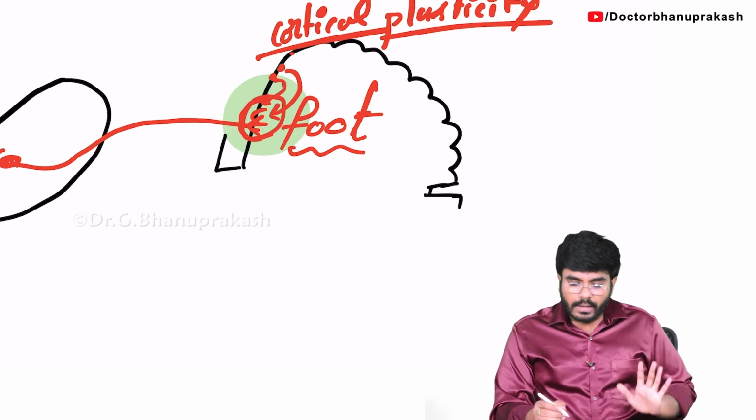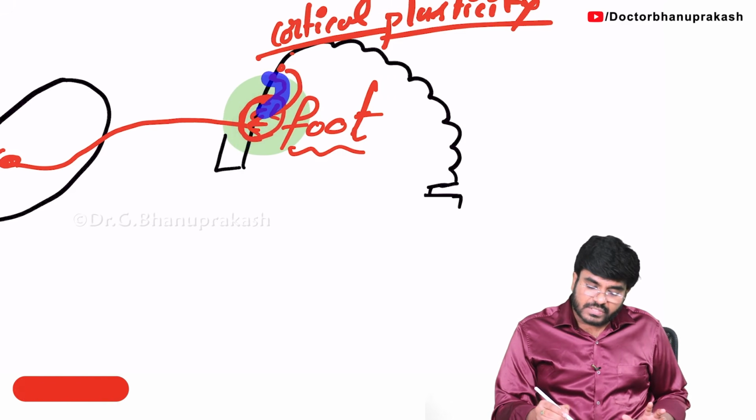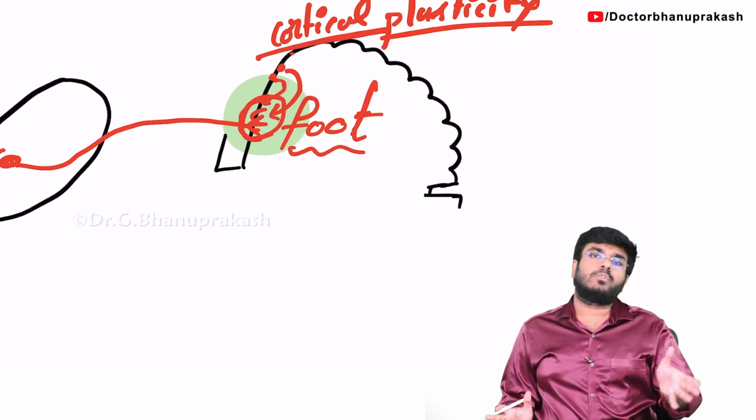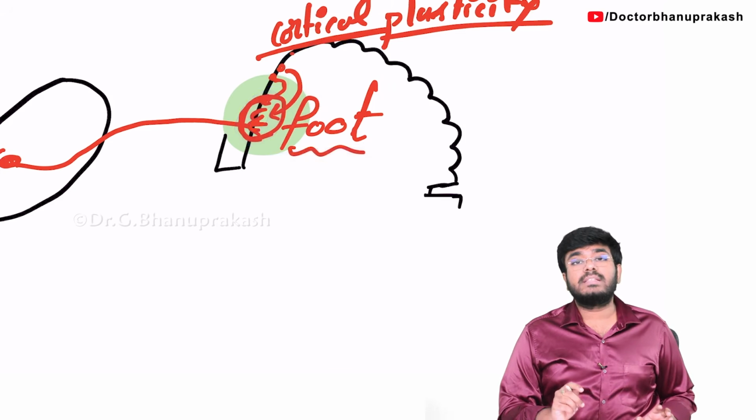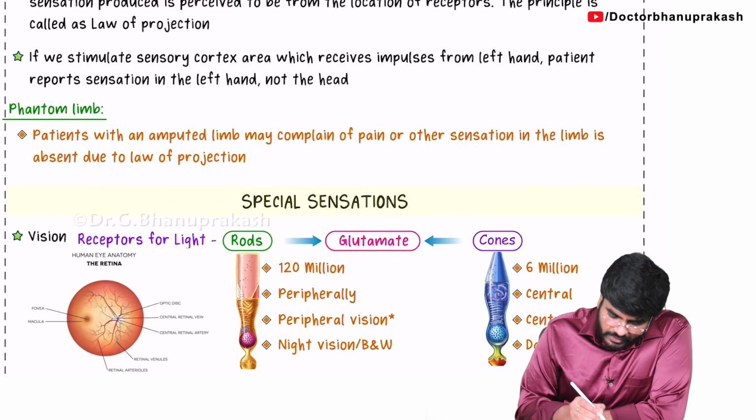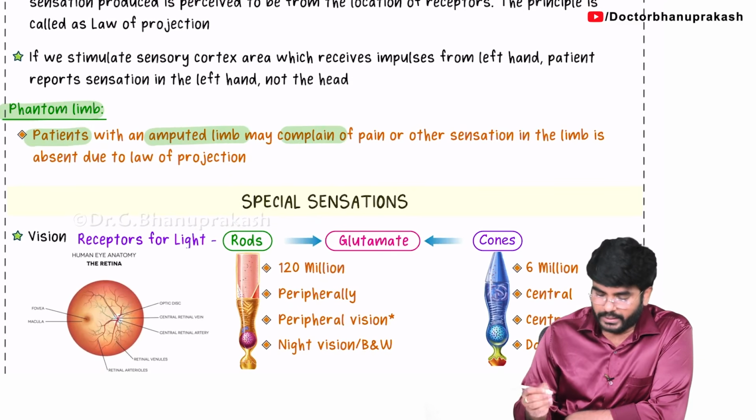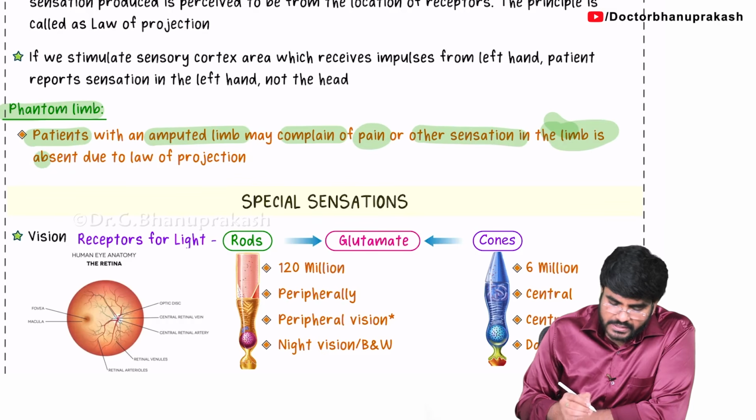So the area which was supposed to get the sensation from the foot, now it is receiving the sensation from the surrounding parts of the brain. During this process, in the initial 1-2 months, he will start to feel the sensation from the foot. So this is called phantom limb phenomena. Now tell me, what exactly is phantom limb phenomena? The patient with an amputated limb may complain of pain or some other sensation in the limb that is absent.